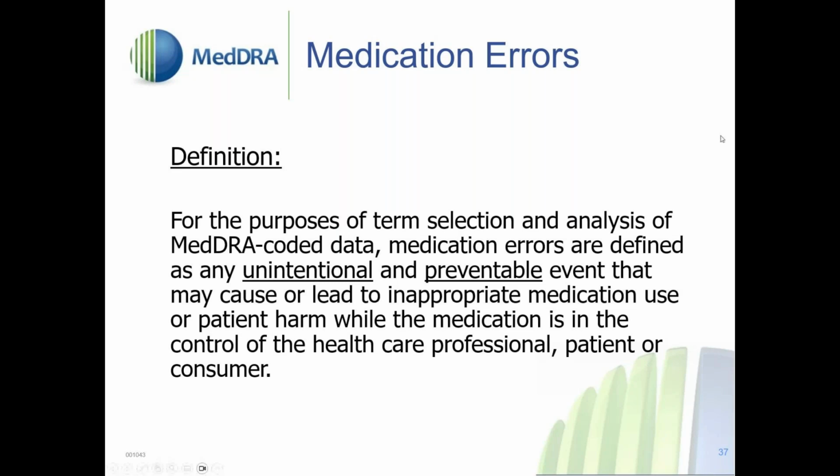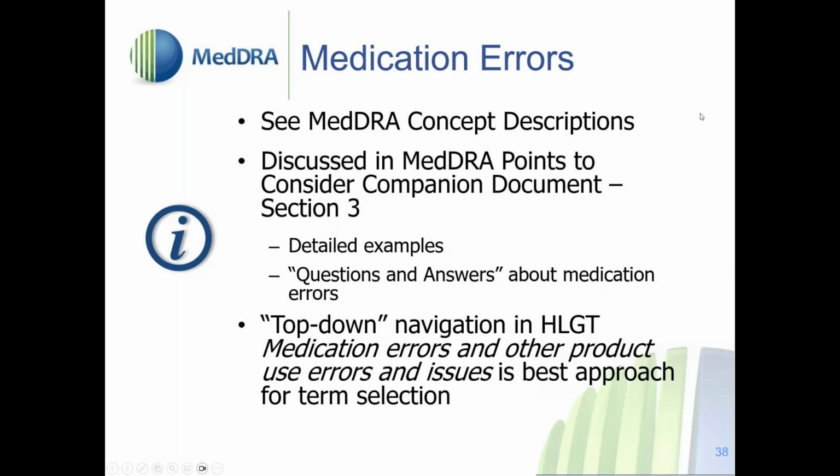So a few helpful hints with medication errors, because it's a very popular topic. Always reference the concept descriptions. Like we said, the concept descriptions, they're not that long, they're under 90 terms, so it's kind of quick to go through. But you'll see how MedDRA classifies and uses the relevant descriptions. For example, misuse versus abuse, or overdose versus underdose. Another great resource for you is that companion document that we showed you in that blue ribbon underneath the other PTC guidelines.